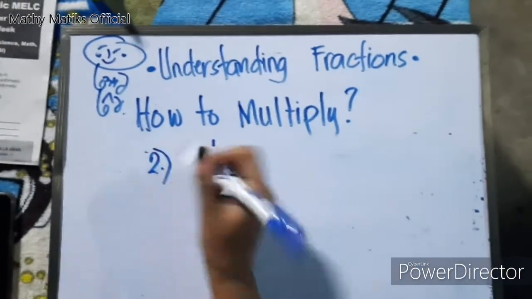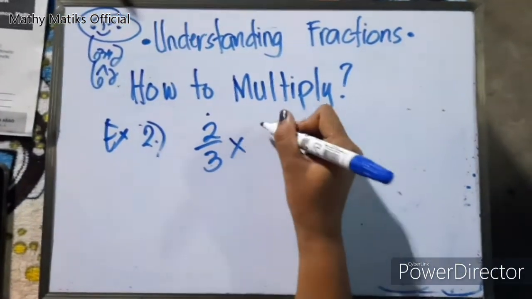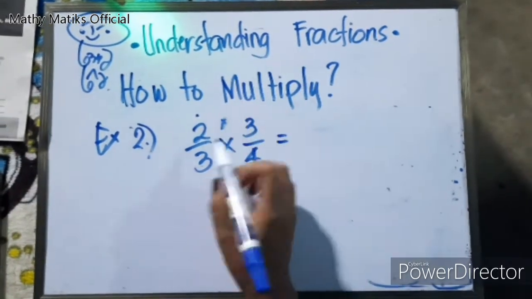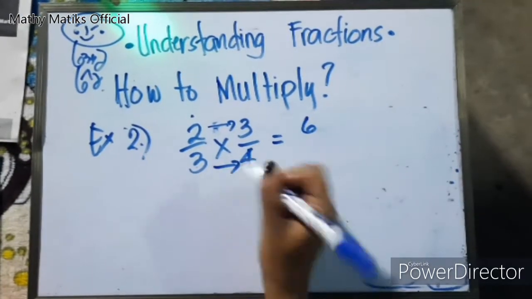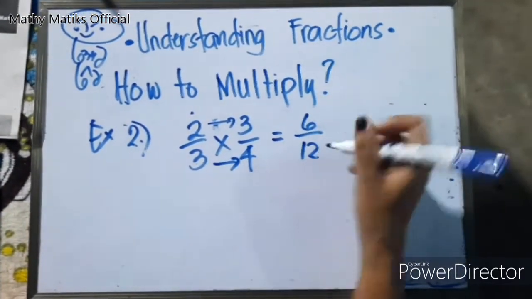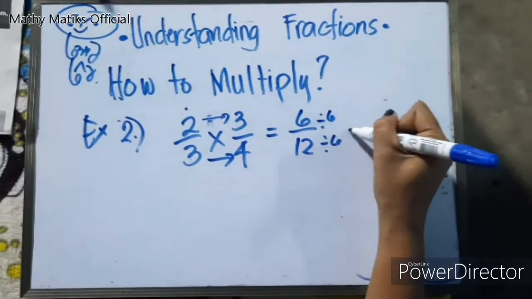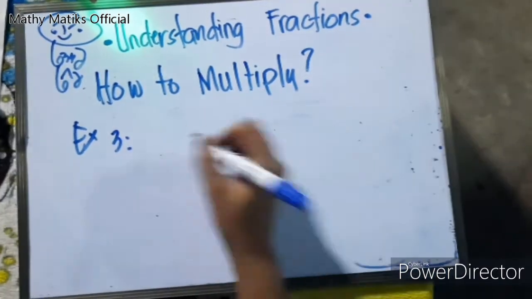The second example, we have 2/3 times 3/4. Multiply numerators, 2 times 3 is 6. Denominators, 3 times 4 is 12. Then reduce or simplify it. We are going to divide this by 6. 6 divided by 6 is 1, and 12 divided by 6 is 2. Our answer is 1/2.